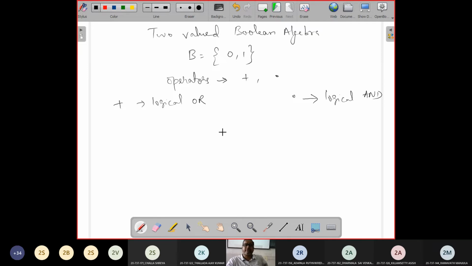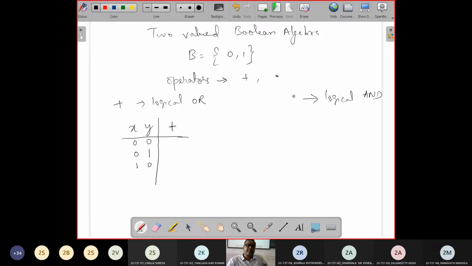Now, let us understand what happens when you consider two variables x and y. These are my two variables where I am operating. X can take either value 0 or 1. Y can also take either value 0 or 1. So every variable here can take one of these elements. Two variables, how many possible binary combinations can I have? X can take 0. Y can also take 0. This is one possibility. What is the other possibility? X can take 0. Y can take 1. What is the other possibility you have? X can take 1.